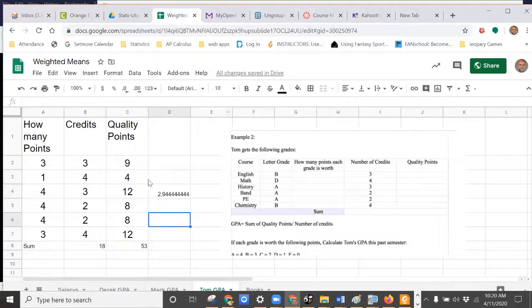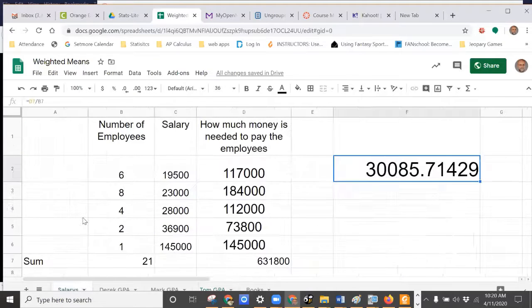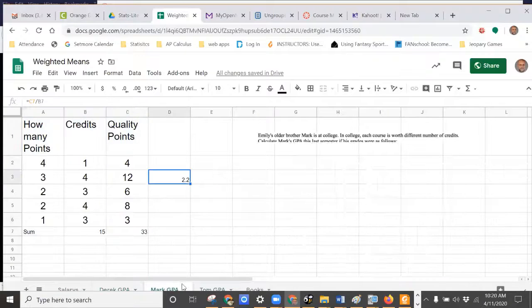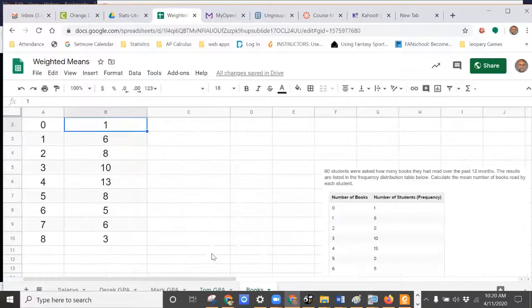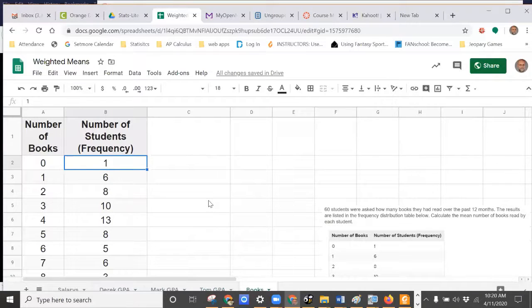So we've done weighted means. We did that whole analysis beforehand with that first page, and then we did it with salaries. That was in a GPA, and now I've just done 3 GPA questions with you. Now we're going to go back to books. We're going to do one with not a GPA, just the number of books. So let's see if we can do this.